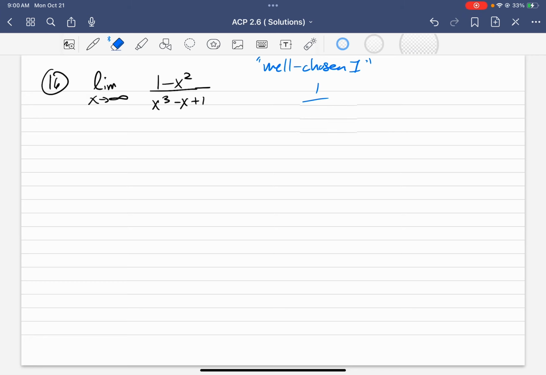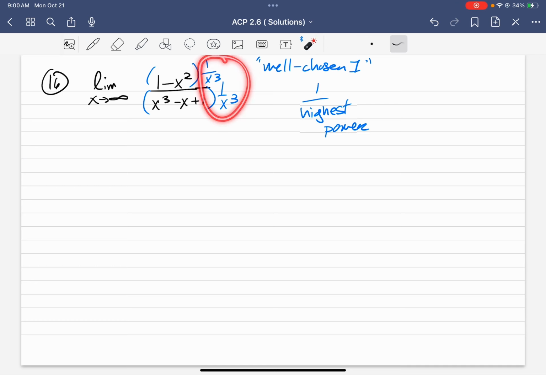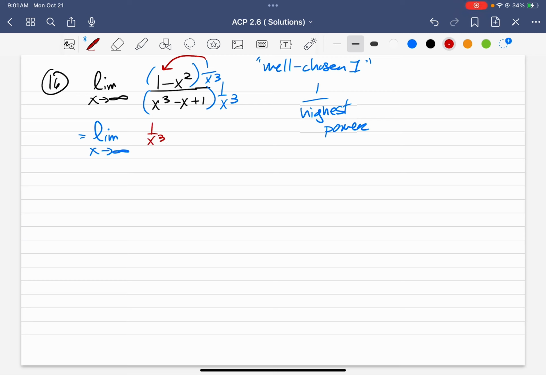And you cannot read that because my handwriting is garbage. So, 1 over the highest power. The highest power in this case that I ever see is x cubed. So I'm going to multiply by 1 over x cubed. This whole thing is equal to 1, so it's going to look different, but not really be different. We're just going to change the form.